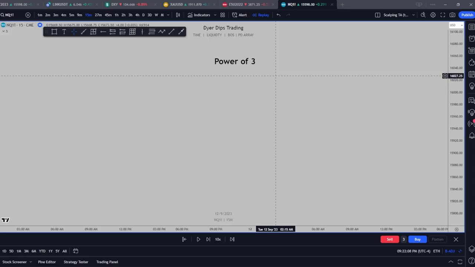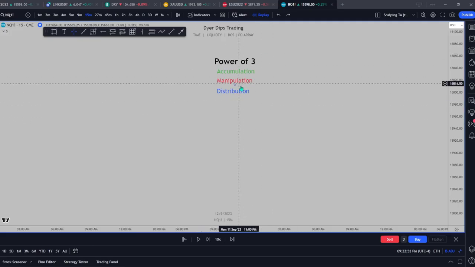So the first thing you have to understand here is what the power of three is and what those three powers are. And that is accumulation, manipulation, and distribution. Those are the three powers we're going to be discussing today, and this is what price is always doing. It's doing one of these three things, as well as rebalancing imbalances and running through and to liquidity, but that's a whole other video. Today we're talking about accumulation, manipulation, and distribution in the form of power of three.